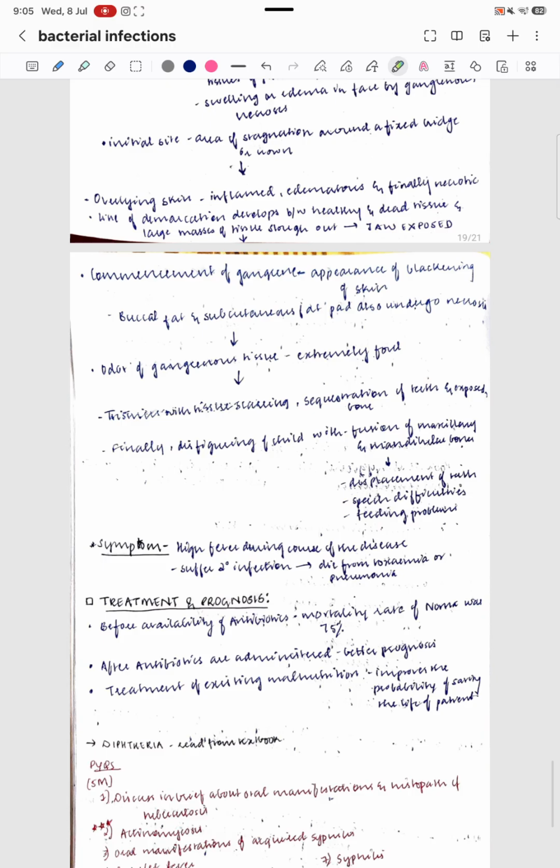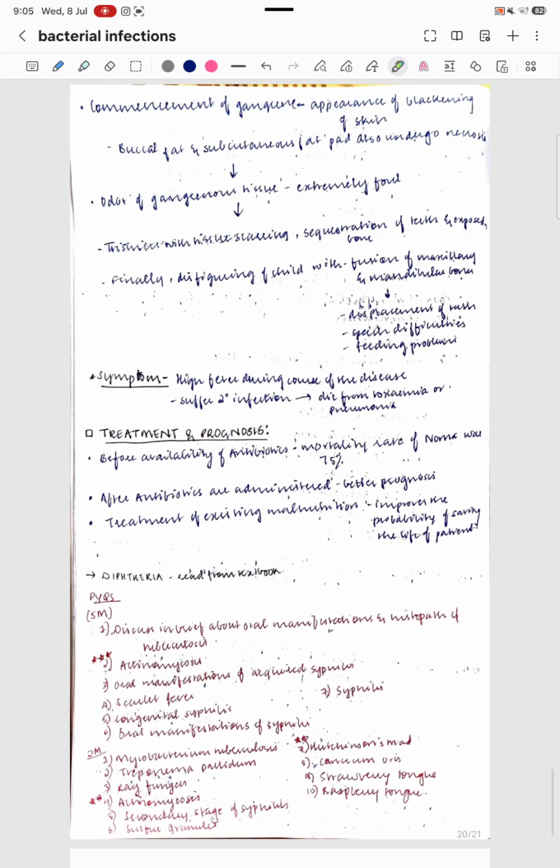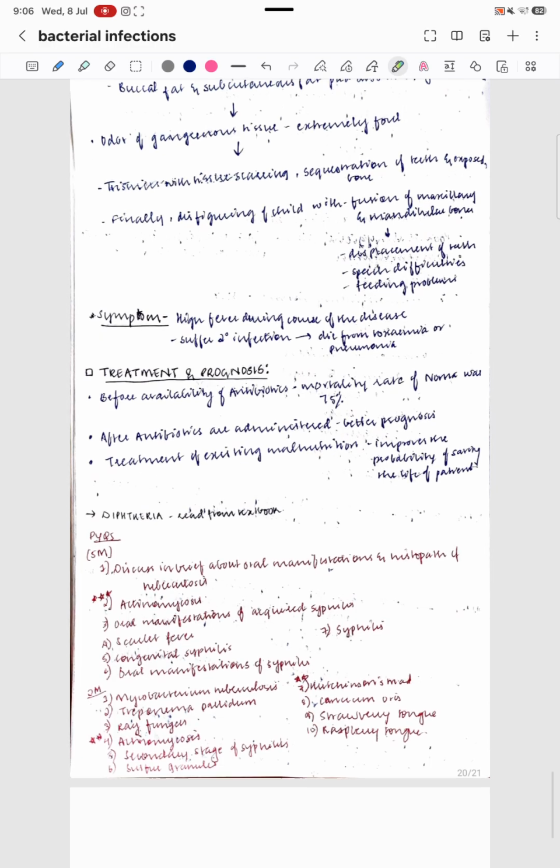Then the overlying skin is inflamed and edematous. Then there is a line of demarcation between the healthy tissue and the dead tissue, after which the jaw is exposed. Then there is commencement of the gangrene. Then the buccal fat pad is also exposed. This gangrenous tissue is extremely foul in smell and trismus occurs. Finally, disfigurement of the child with fusion of maxillary and mandibular bones. Symptoms include high fever during the course of the disease.